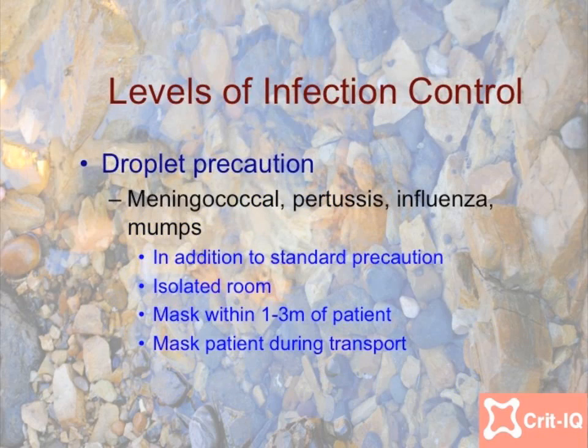Droplet precautions apply to patients who have influenza or meningococcal or other such illnesses that are spread by droplets. In addition to the standard precautions, these patients are cared for in an isolated room. Staff caring for the patient should wear a mask within 1 to 3 metres of the patient, and if the patient is transported around the hospital, the patient should wear a mask.